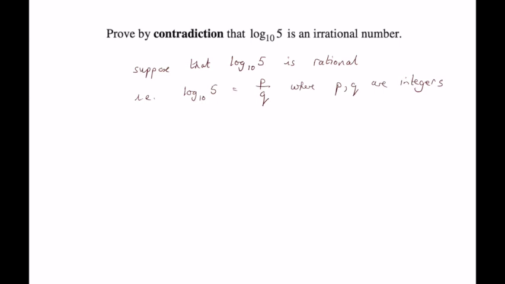And now at last we come to the question which is the subject of this particular video, and we're required to prove by contradiction that log to the base 10 of 5 is an irrational number. And like all of the examples I've covered, we begin by supposing the complete opposite, and that is that log to the base 10 of 5 is rational. That means that log to the base 10 of 5 is of the form p over q, where p and q are integers.